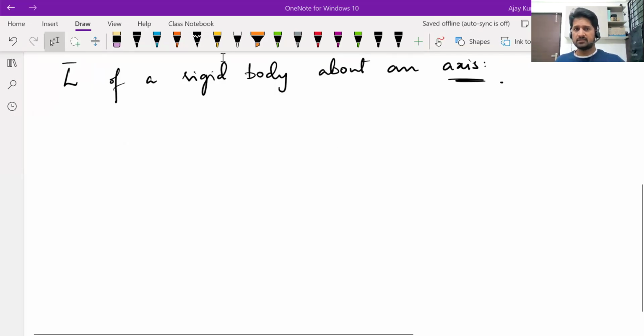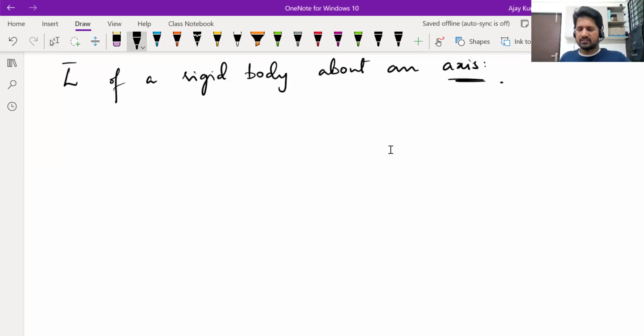We had discussed two types of motion that a rigid body can execute. What are they? Circular motion and translational motion. Rotational motion and translatory motion. See, there is a third type of motion also that it can execute. It's called combined translation and rotation. We'll come to that towards the end of this chapter. As of now, we will only stick to translation and rotation.